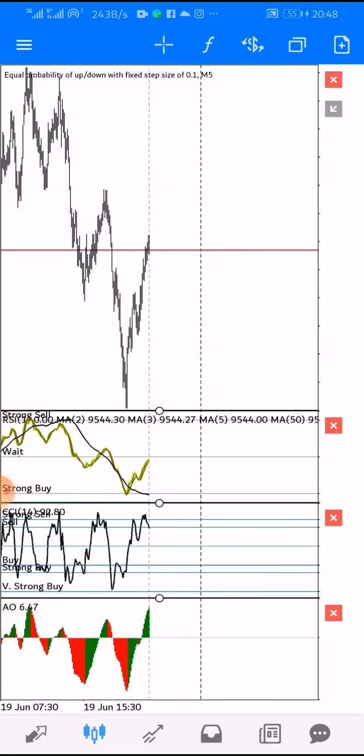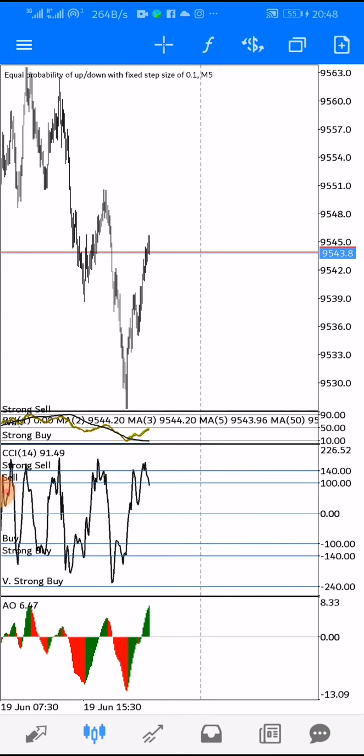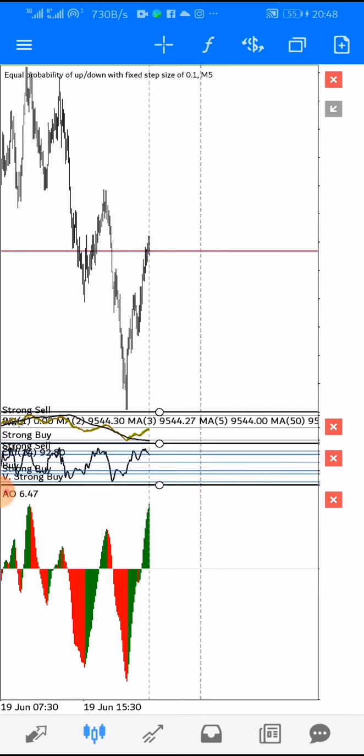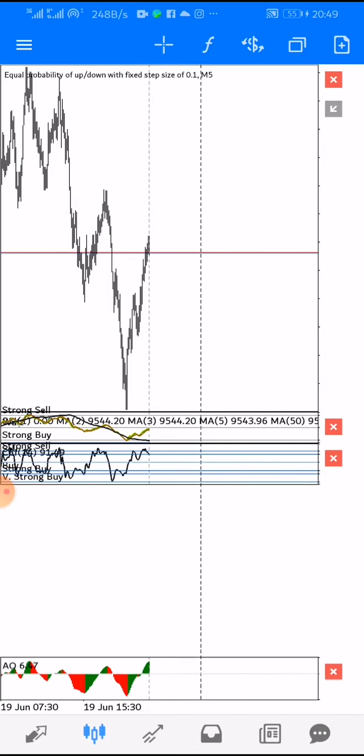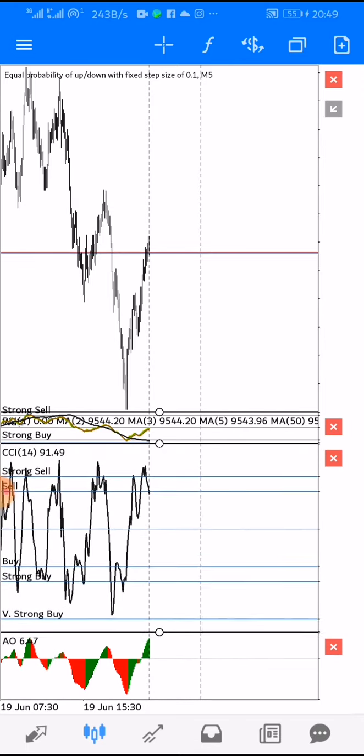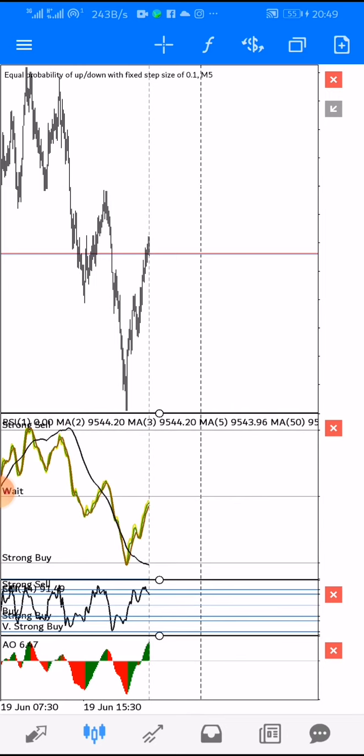Now look at this. How do I trade this asset? How do I trade this step index? Sorry, I gotta put these things down. How do I trade the step index? That's what I want to show you right now.